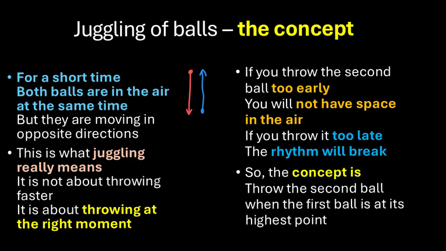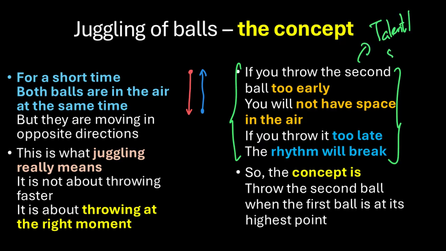If you throw the second ball too early, you will not have space in the air. If you throw it too late, the rhythm will break. Now, this is not our interest. Why? Because this is actually the talent or the skill of the juggler, not something physics into it. So the concept is: throw the second ball when the first ball is at its highest point.